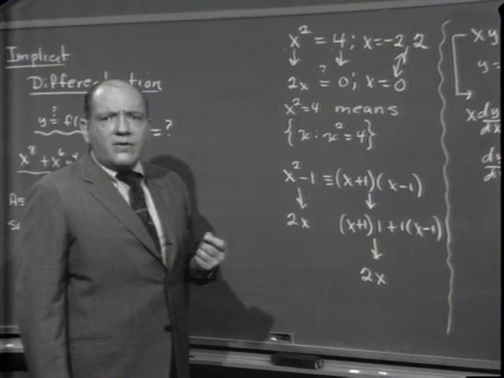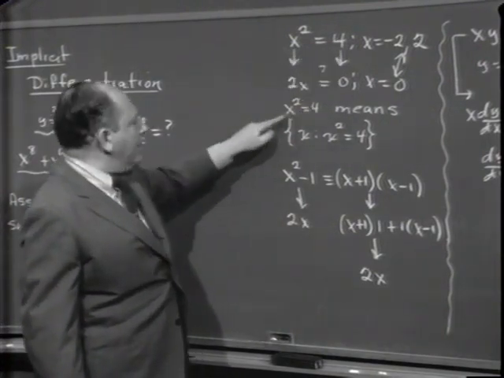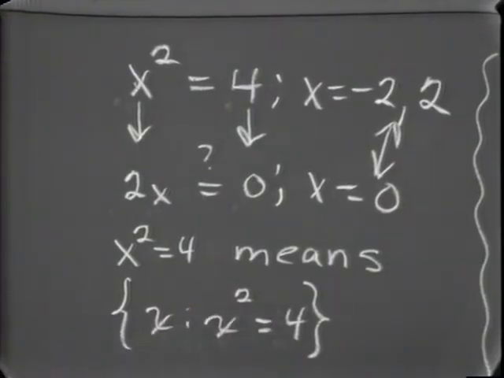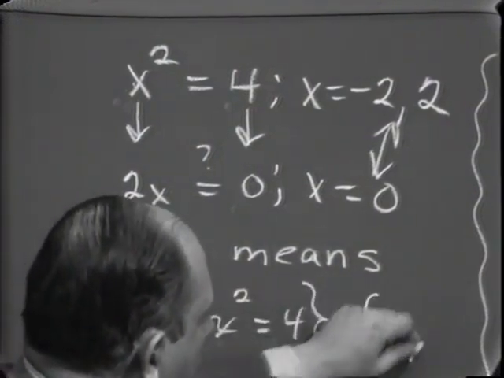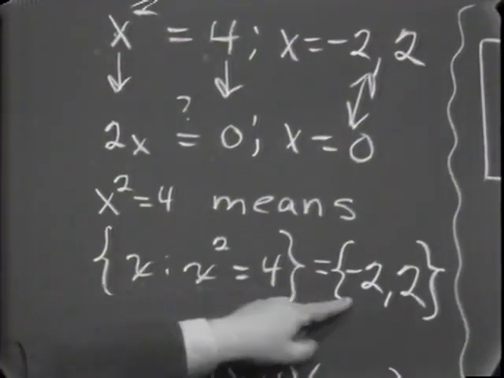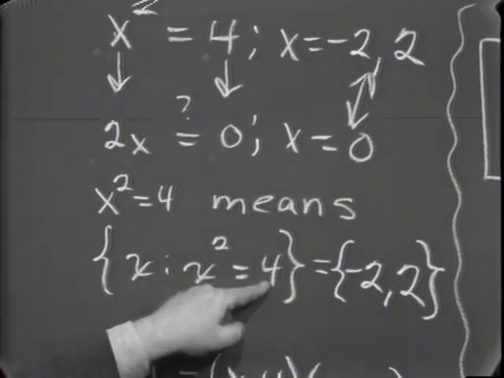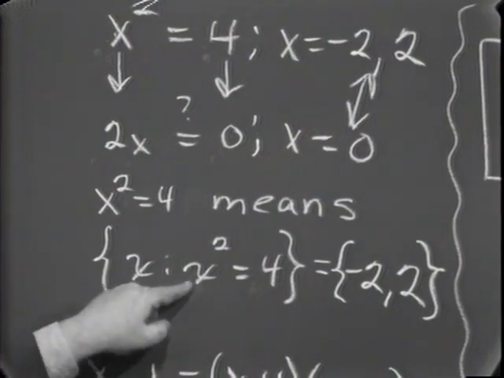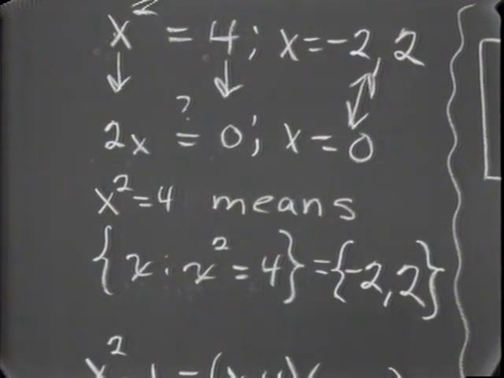To use the language of a new mathematics, the solution set for x squared equals 4 is what? The set of all x such that x squared equals 4. That's another way of saying what? The set whose only two members are 2 and negative 2. In other words, we cannot say that x squared is a synonym for 4. All we can say is, given the condition, if x is either 2 or minus 2, then x squared equals 4. Otherwise, this is not the case.